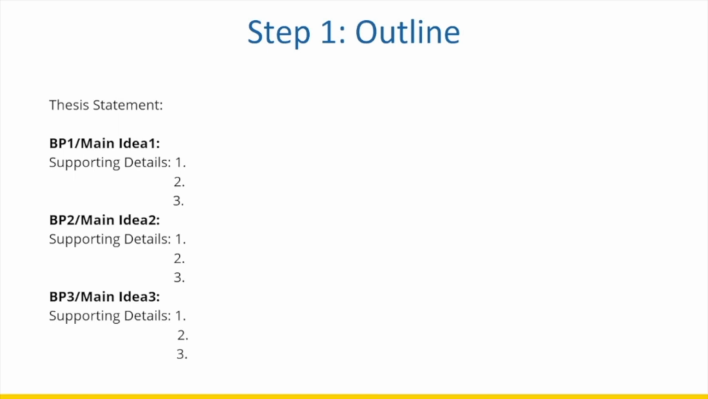And now we are going to discuss step 1, creating an outline. In your outline, you can include the following things you see on the slide. So we have thesis statement, body paragraph 1, body paragraph 2 and 3, and also supporting details for each point. As you remember, our thesis statement explains to the reader what type of essay you have.